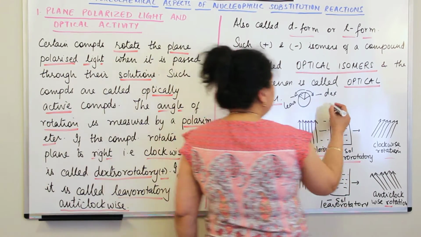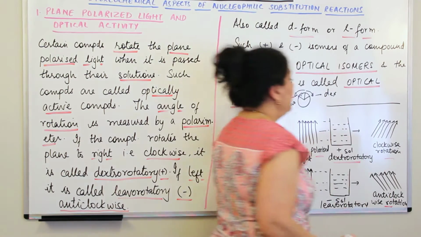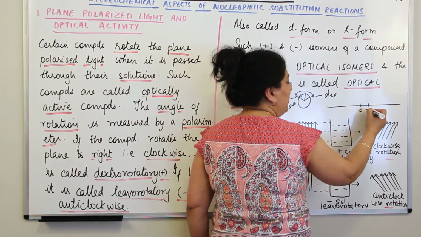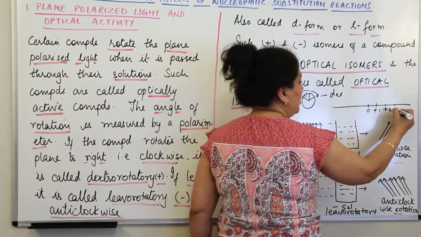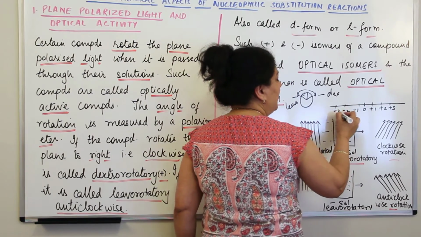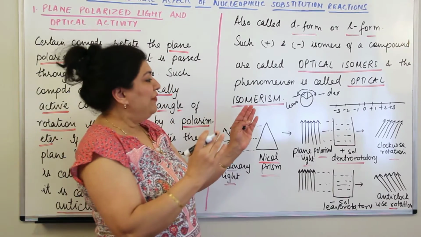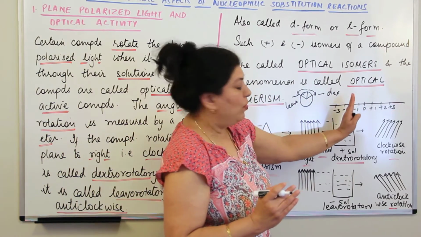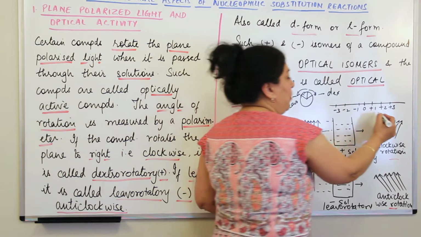Also, let us imagine that this is a scale. Right? On a scale, if you see the integers, this is zero value. So this would be +1, this would be +2, this would be +3, this would be -1, -2, -3, and so on. So if the plane is twisting towards the right, or it is dextrorotatory, it is a positive value.